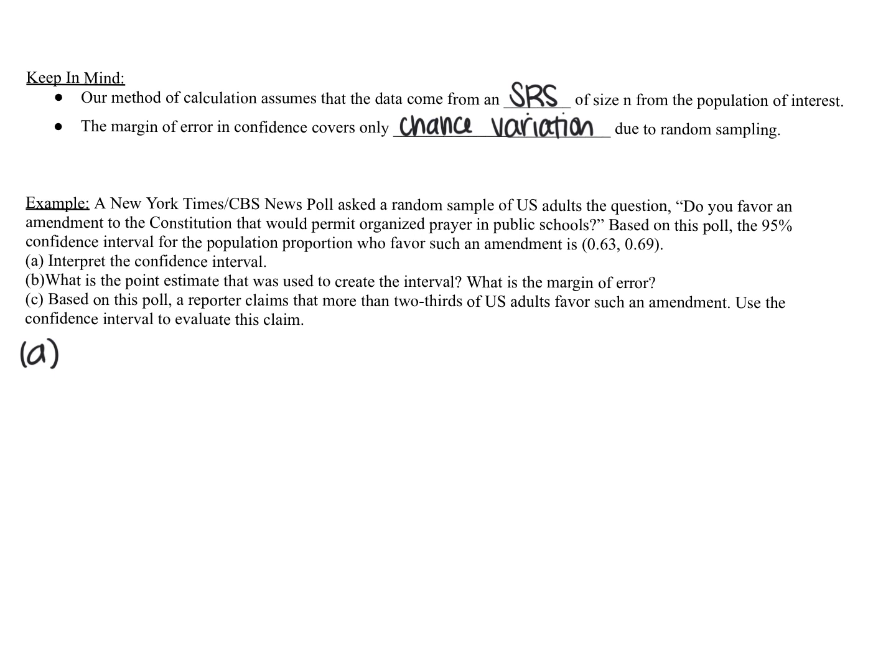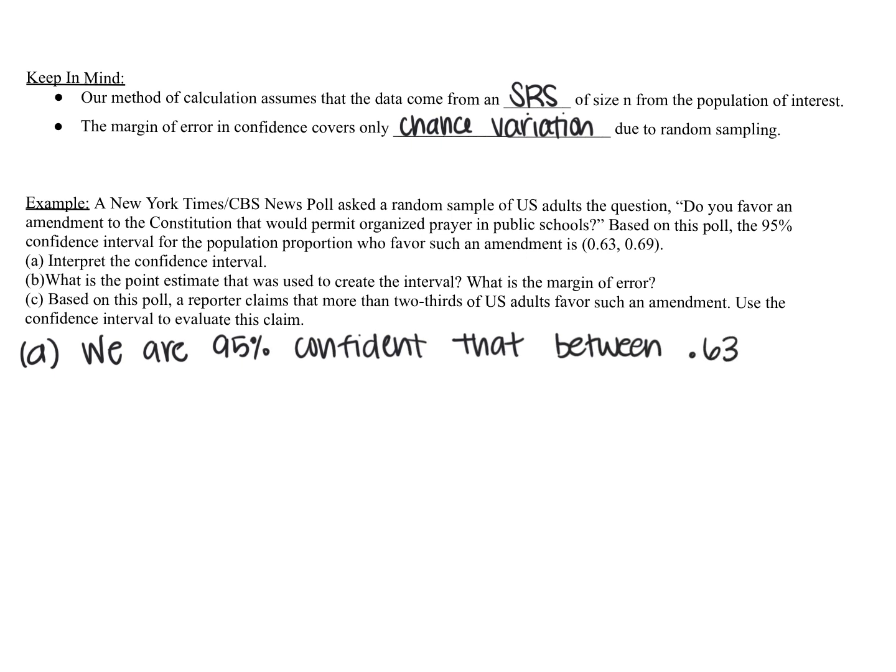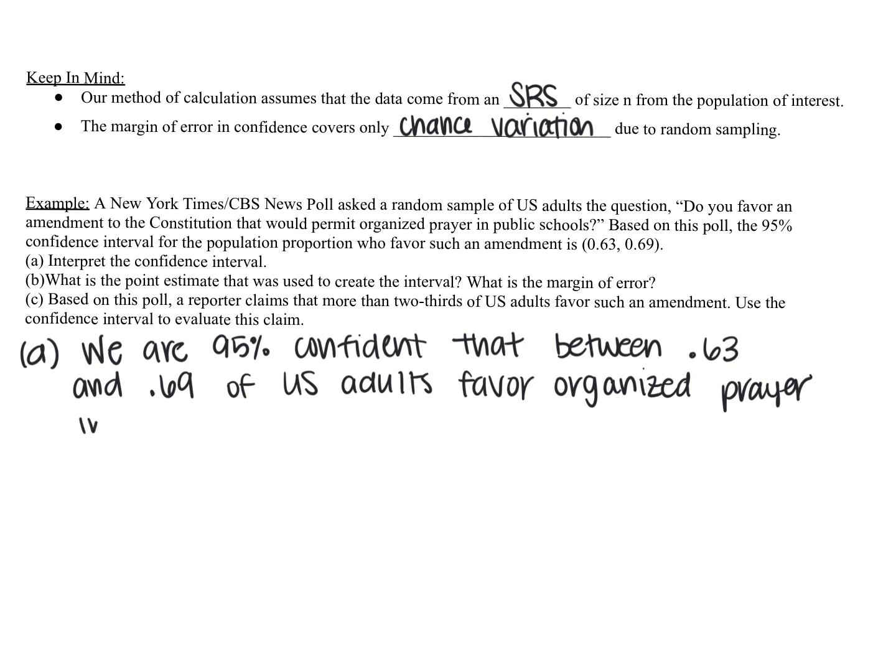So when we are writing a sentence, it always starts with we are, and then you plug in your percent, so 95% confident that between 0.63 and 0.69 of U.S. adults favor organized prayer in school.